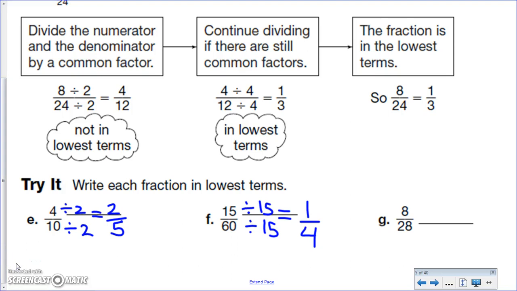Finally, for G, we have 8 and 28. So we know the factors of 8 are 1, 2, 4, and 8. We know that 8 doesn't divide into 28, but we know that 4 does. So we're going to divide the numerator and the denominator both by 4. So we get, in simplest or lowest terms, 2/7. Please make sure you have all the work copied down and glue this page in your math notebook.